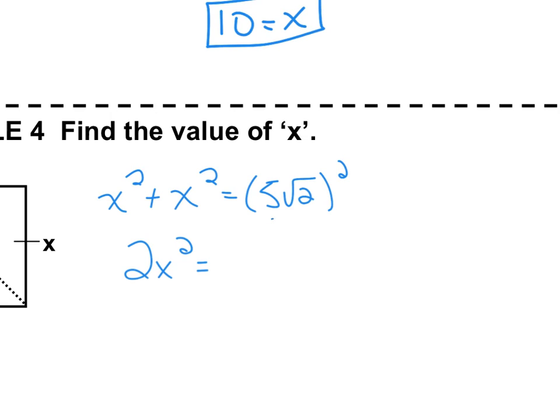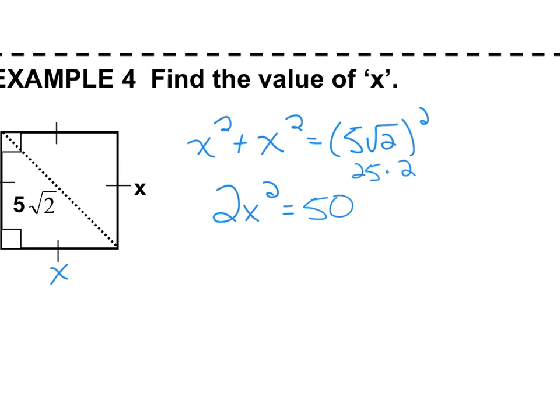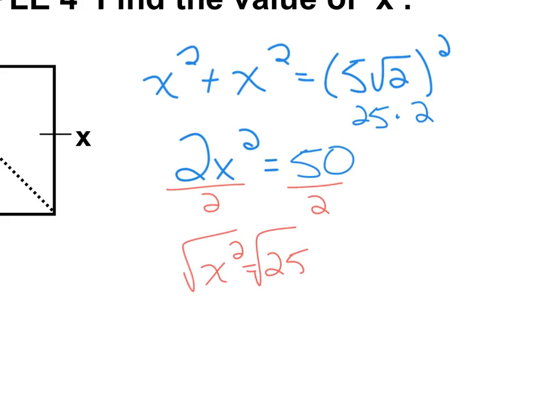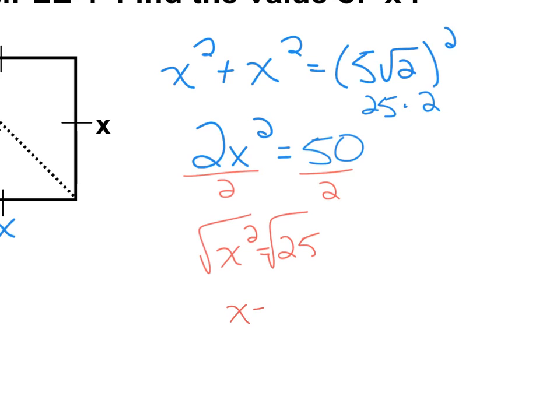5 squared would be 25. The square root of 2 squared would be 2, so that gives us 50. Now, we can't take the square root yet. We have to get rid of the 2 first. So I'm going to divide both sides by 2. It gives me x squared equals 25, which makes it much nicer anyway. When I take the square root of both sides, I get x equals 5.